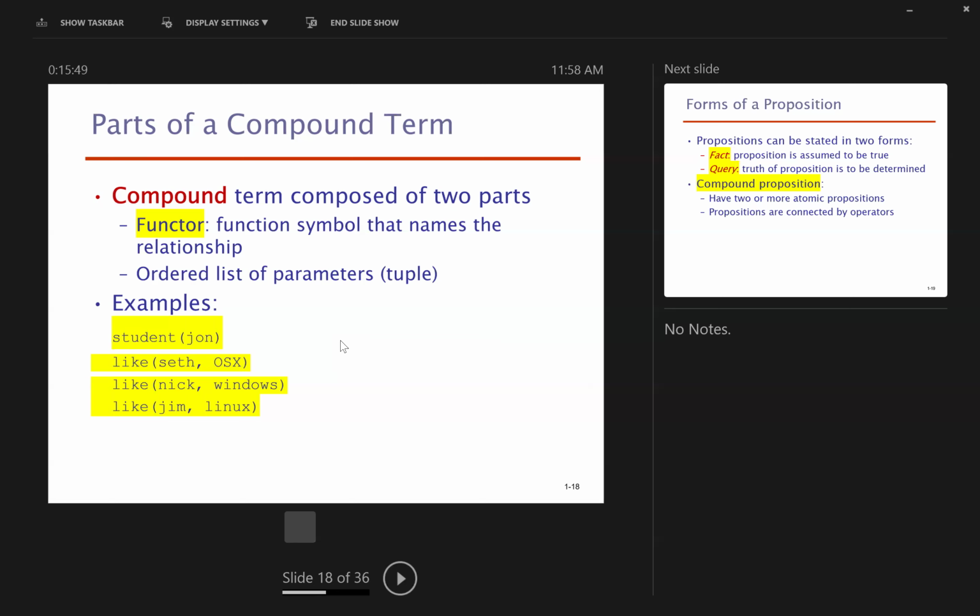But here we will not say it this way, we say it like this. In this case, set like OS X, and Nick like Windows, Jim like, again, Linux. And this will be, again, a compound term. So yes, a compound term composed of what? Two parts. The function symbol that names the relationship, and also other lists. So student is the main thing. Then the list of parameters will be either John, or the second one we have set, and also we have OS X.